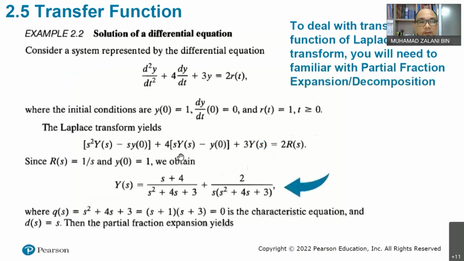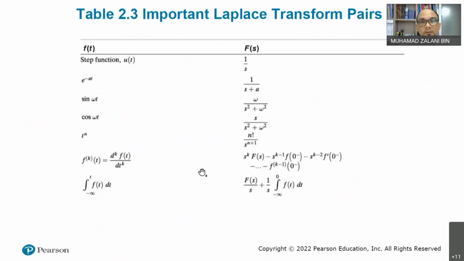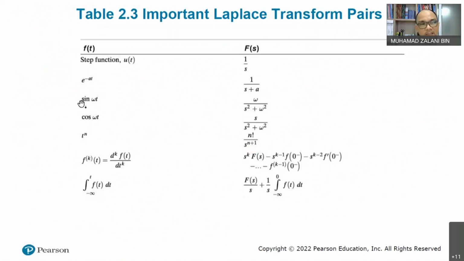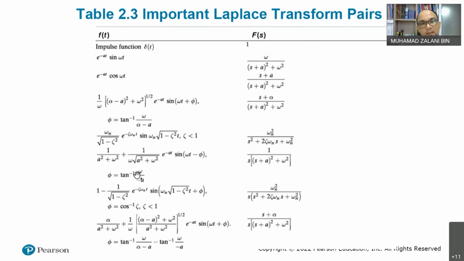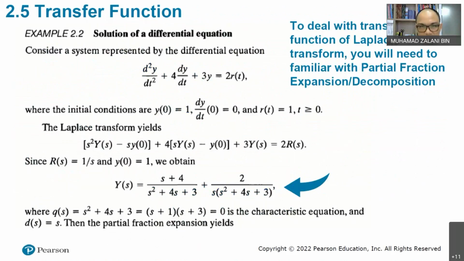From this equation, we do the Laplace transform. Basically, we get this by referring to the Laplace transform table, so it's always important for you to refer to this table. The easiest way is to memorize it, or you can keep having a look at it every time until you memorize it. I hope so. Saya sendiri pun tak ingat sebenarnya.